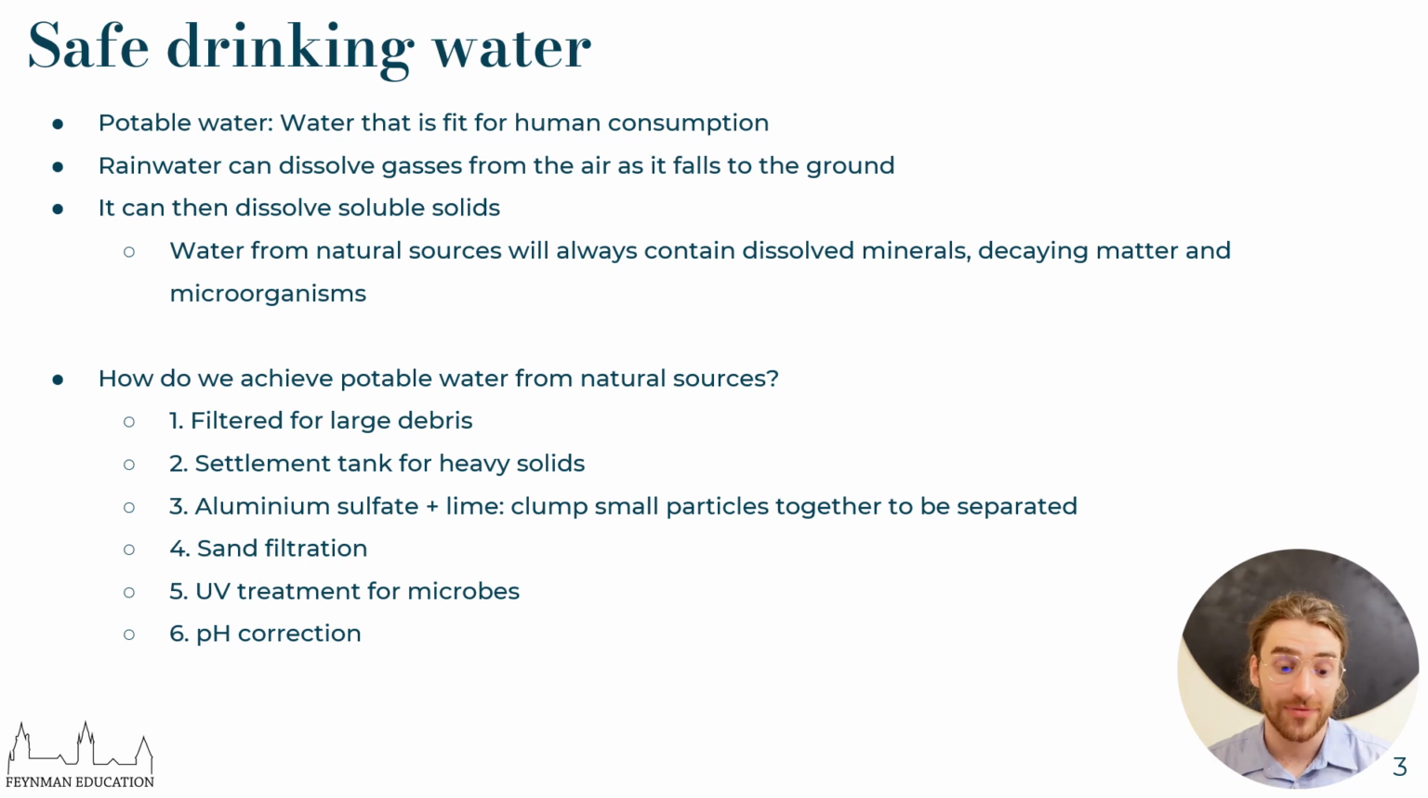How we do that is first by filtering out large debris. We're then going to use a settlement tank. That means that all the heavy objects that might have gotten through the initial filter will settle to the bottom, while the runoff at the top will then move on to the next stage, which is aluminium sulfate plus lime. What that's going to do is all the microscopic particles are then going to clump together and they will also become heavier and fall to the bottom of that tank.